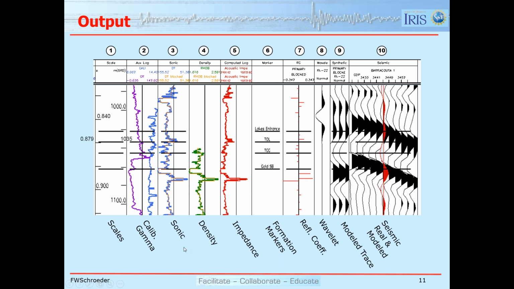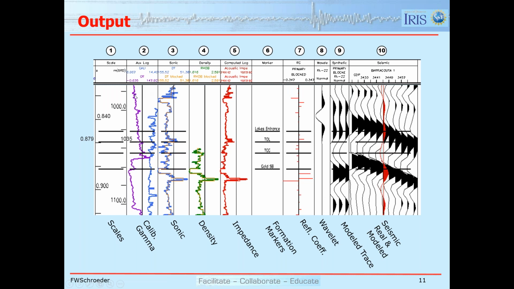This is an example of a synthetic derived for the Barracuda 1 well. If you've been working some of the exercises that go along with the lectures, you'll be familiar with this data set from Australia, from the Gippsland Basin. The tracks are numbered up here, 1 through 10. Track 1 is the scale. On the left side is depth in milliseconds, so here's 0.9 seconds of travel time. And then on the right is depth in meters, so here's 1,000 meters, 1,100 meters.